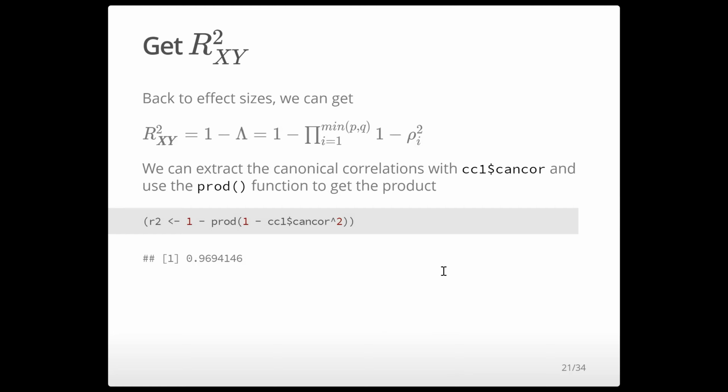So now that we've interpreted our variates, let's get back to effect sizes. So again, we can get r squared as 1 minus lambda, or 1 minus the product of 1 minus each of the canonical correlations squared. So I can get that pretty easily from my canonical correlation object. I'm just translating this into R code where I'm getting the canonical correlations out of the canonical correlation object that I fit before. And so this is r squared xy.